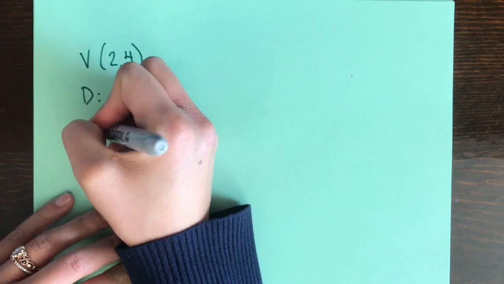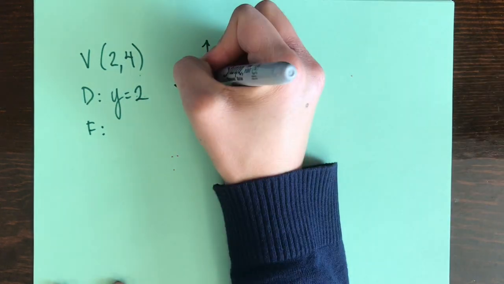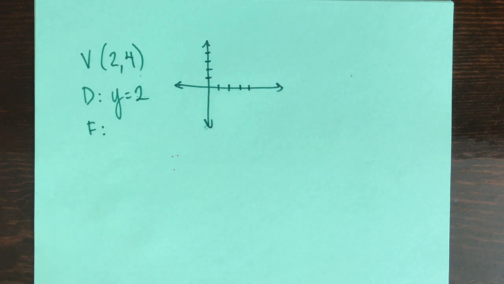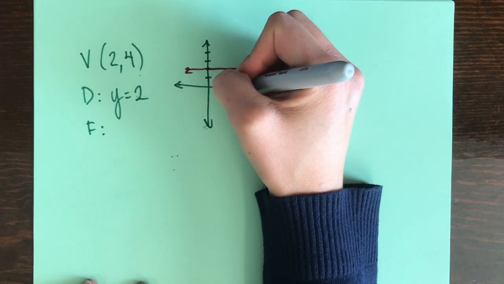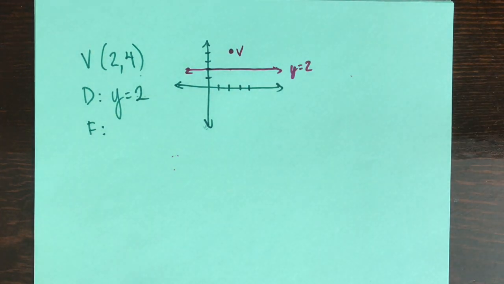So suppose that you're given a vertex (2, 4) and a directrix y = 2. Let's suppose I want to figure out what the focus is, what that third thing is in relation to those two other things. First I'm just going to draw this. y = 2 is a horizontal line going through 2, and then the point (2, 4) is above that.